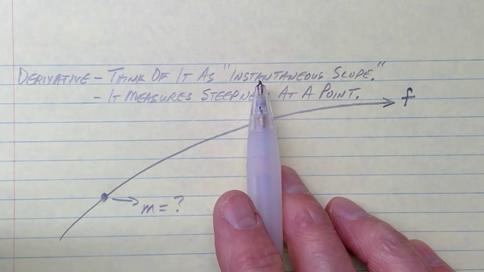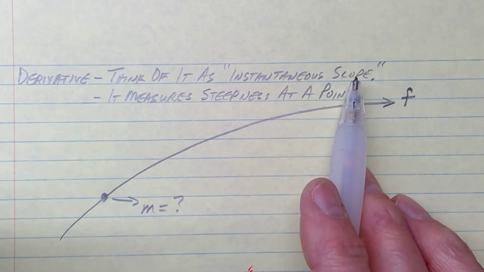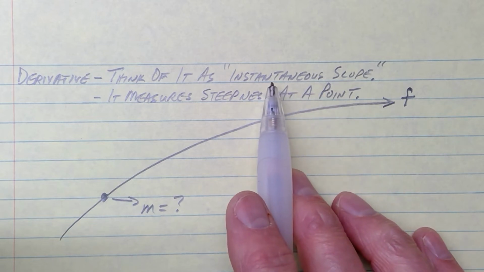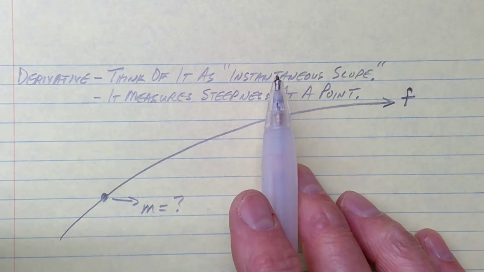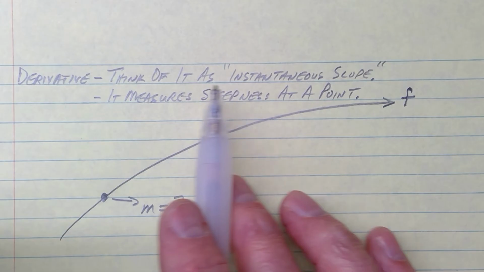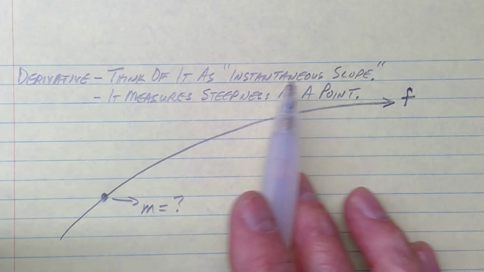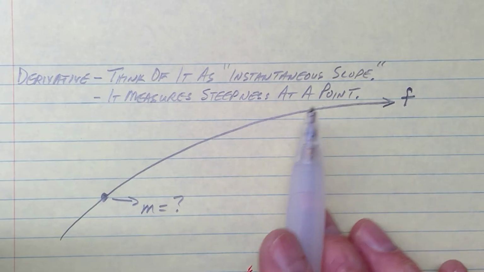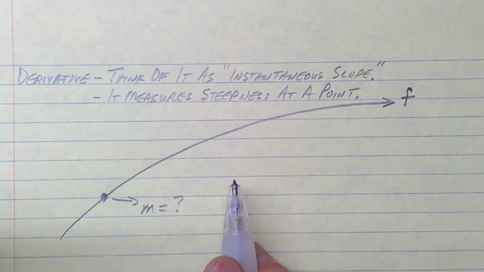Specifically, it's an instantaneous slope. It's the slope at an instant in time. It's not the slope between 2 points anymore. It's the slope at a moment in time. So think of it as instantaneous slope. It measures the steepness at a certain point. So we're still kind of doing slope, but we don't have 2 points.